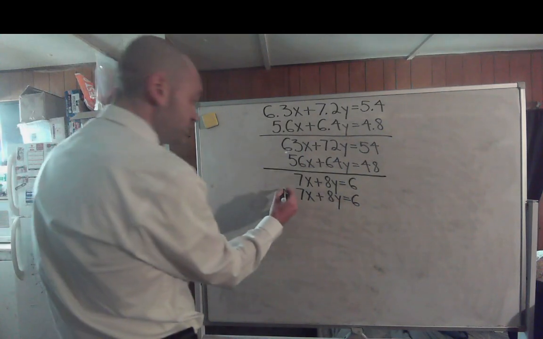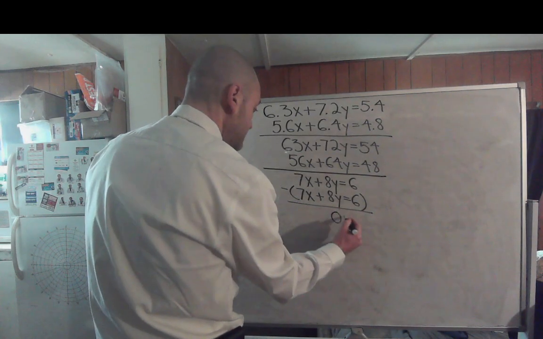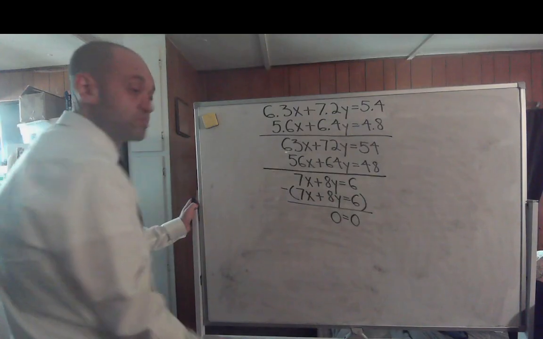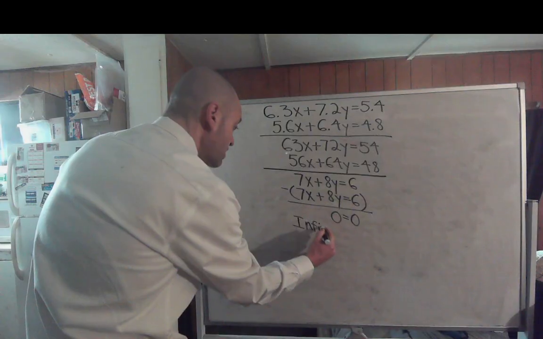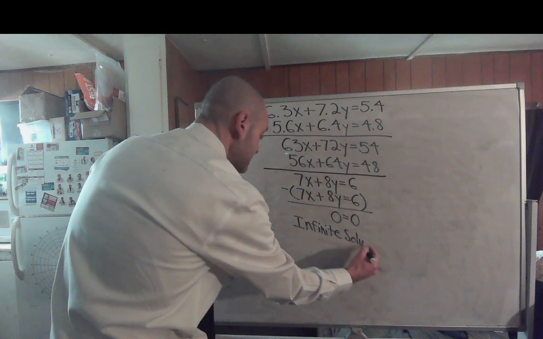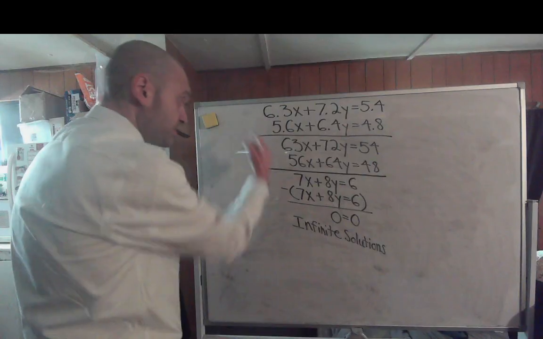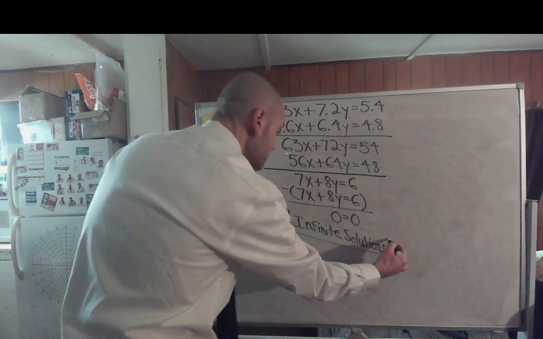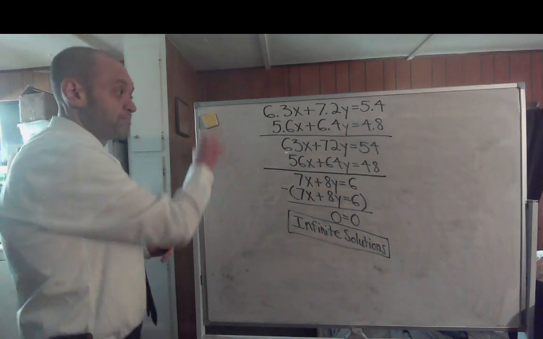Then we can just subtract the second equation from the first. You'll get 0 equals 0, which means there's infinitely many solutions, which means these are actually the same line written a different way. So these are both two different equations for the exact same line. There's infinite solutions.